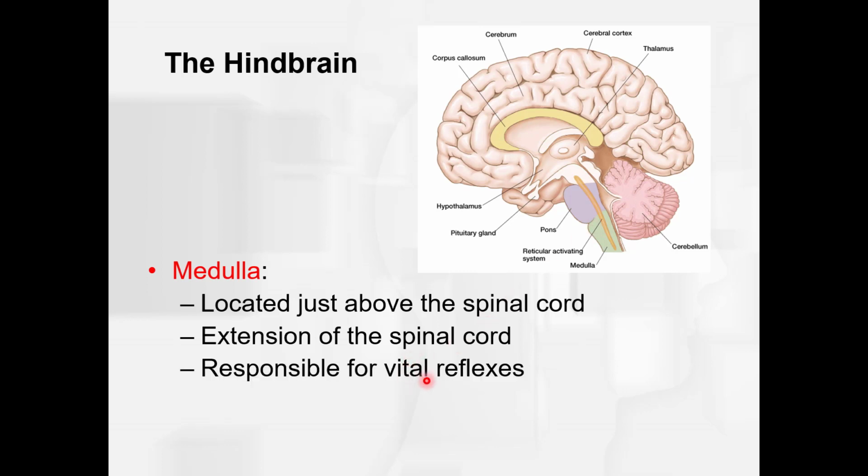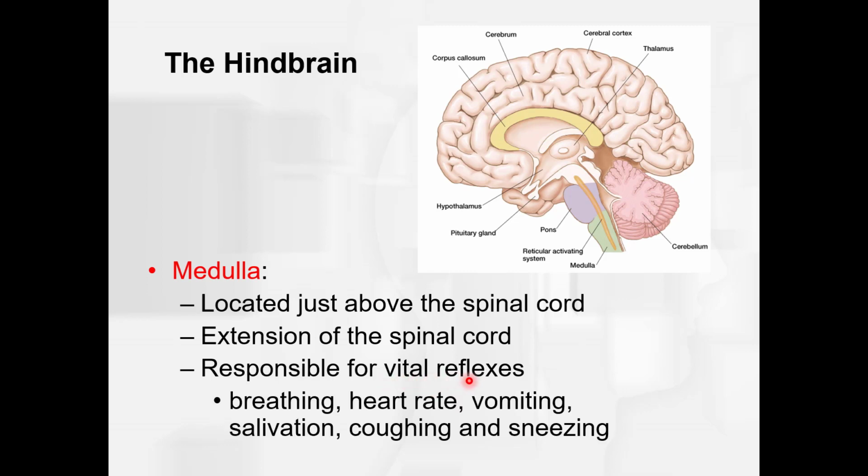So now these vital reflexes, think about what types of reflexes, things that you don't think about that help keep you alive. Your breathing. It just happens, right? We don't tell ourselves to breathe at a certain rate. Our heart rate. Vomiting. Vomiting is important for getting up something that might be toxic to us. Salivation, coughing, sneezing. All of those are vital reflexes. And so the medulla controls these.